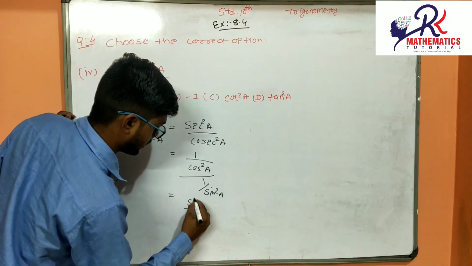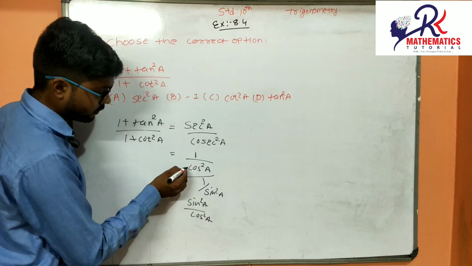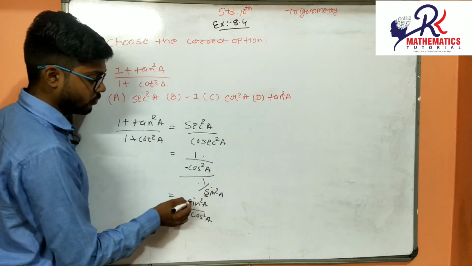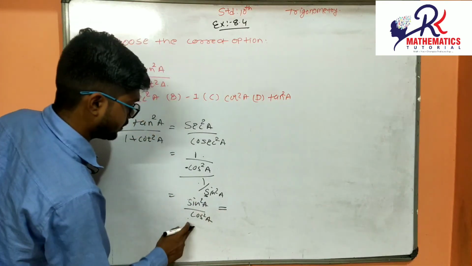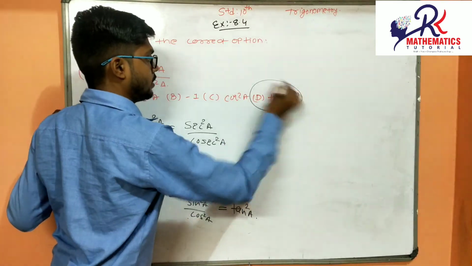So it is sin square A upon cos square A. This is the denominator of the numerator, so it will be in the denominator, and this is the denominator of the denominator, so it will be in the numerator. Now sin square upon cos square A is tan square A. So tan square A will be our answer.